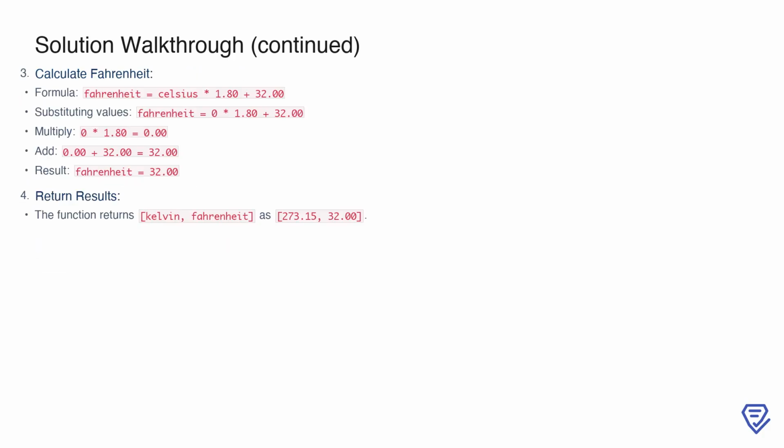For the Fahrenheit conversion, we again use the formula Fahrenheit equals Celsius * 1.80 + 32.00. Substituting 0 degrees Celsius, we first multiply 0 by 1.80, resulting in 0.00. Then, we add 32.00 to 0.00, which gives us 32.00 degrees Fahrenheit. The function then returns the results as a list, 273.15 for Kelvin and 32.00 for Fahrenheit.